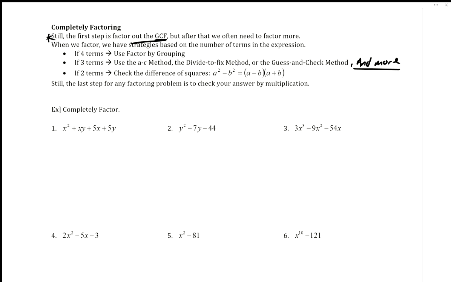Then if there's 2 terms, we usually check a difference of squares. So we'll see that there too. No matter what, check your answer because it's easier to multiply than it is to factor. All right, so let's factor.